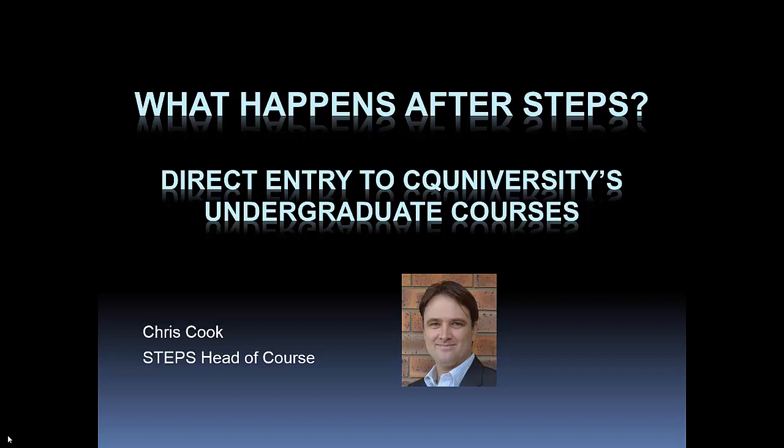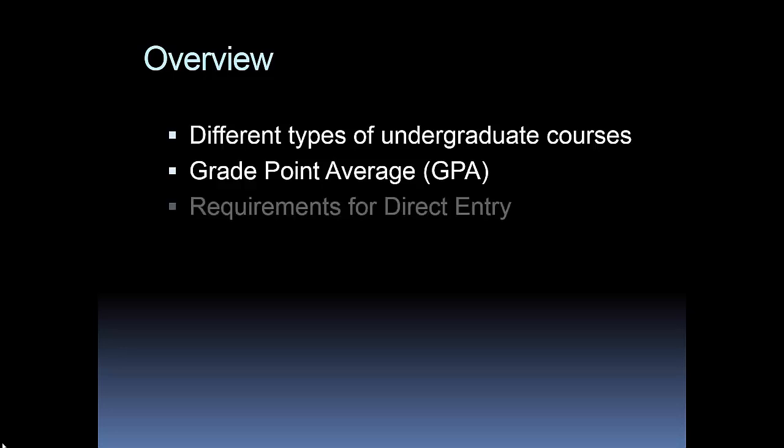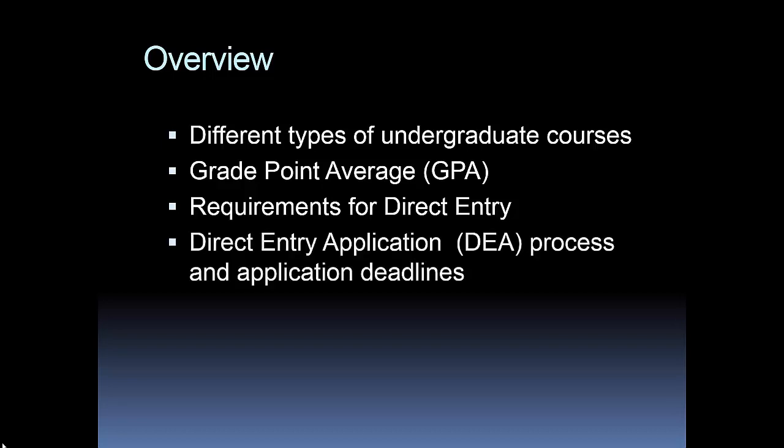And in this video, I'm going to be talking about direct entry to CQUniversity's undergraduate courses. So firstly, I'm going to talk about different types of undergraduate courses at CQUniversity and how we classify them. Then I'm going to talk about grade point average or GPA and how you calculate your GPA. I'll then talk about the requirements for direct entry, and the direct entry application or DEA process and application deadlines. And finally, I'm not sure why you would do this, but also I'll talk briefly about applying to other universities.